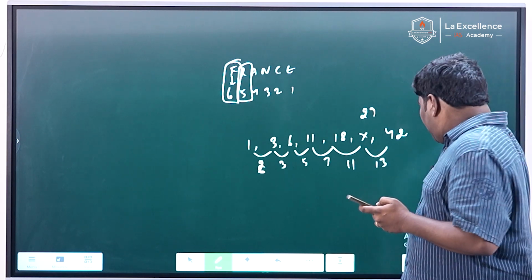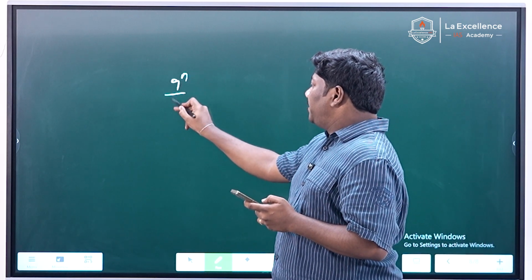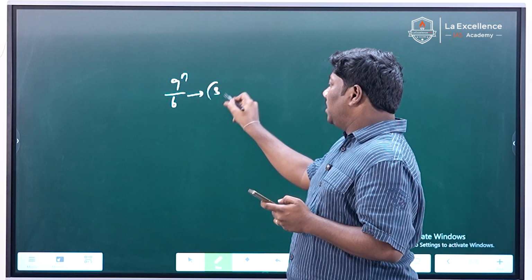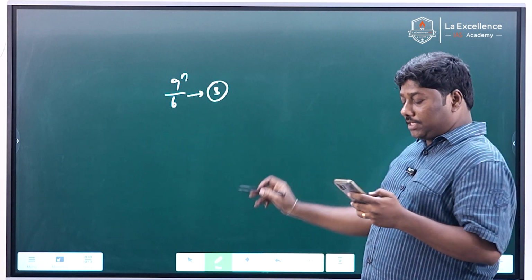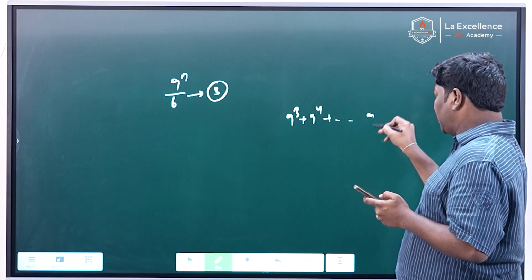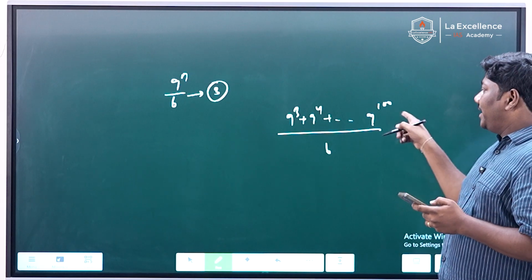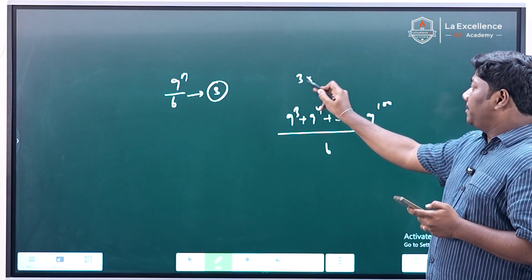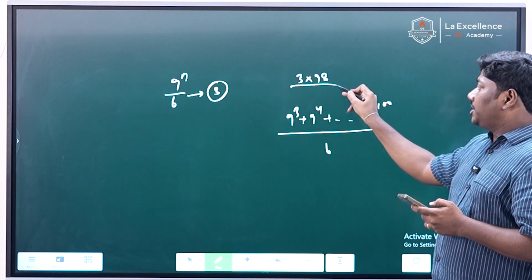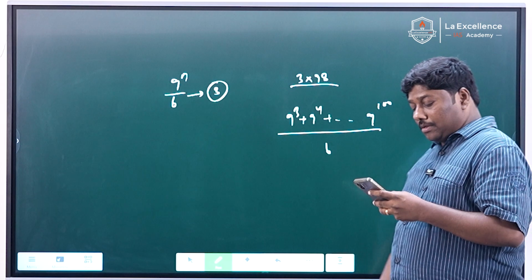And if you know the property that when 9 power n is divided by 6, the remainder is 3. He's asking something like 9 cube plus 9 power 4 plus so on up to 9 power 100, divided by 6, what is the remainder? There are 98 3s, everything is 3 only. So 3 into 98 is perfectly divisible by 6. Therefore, the remainder is simply 0.